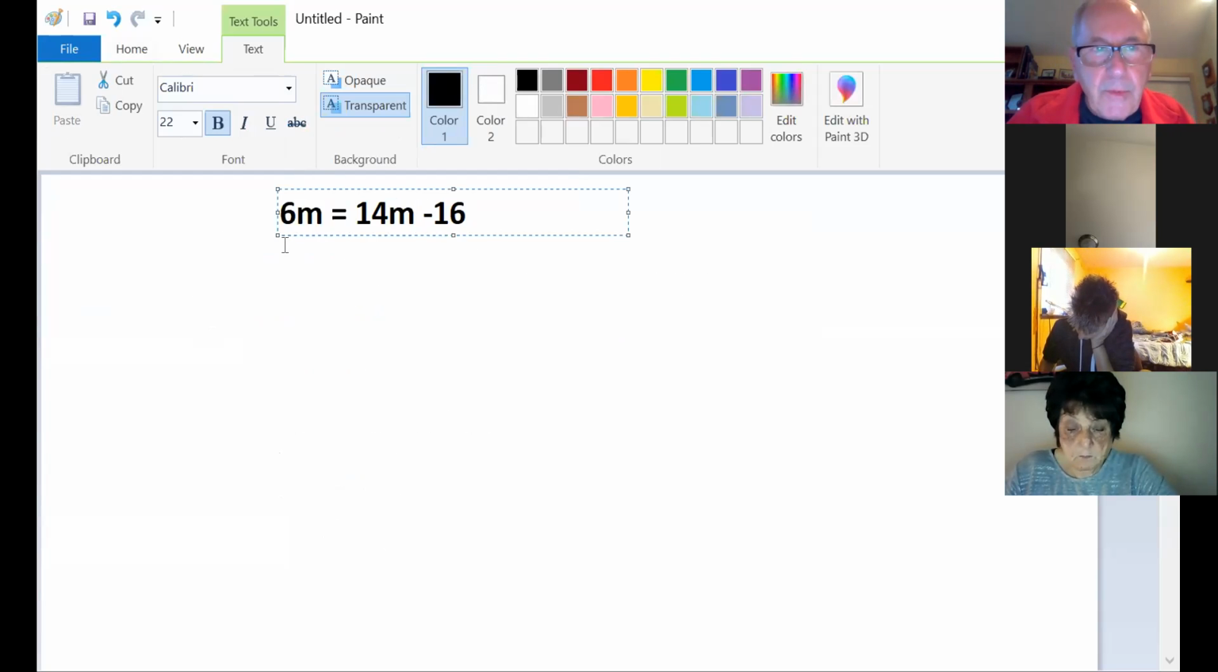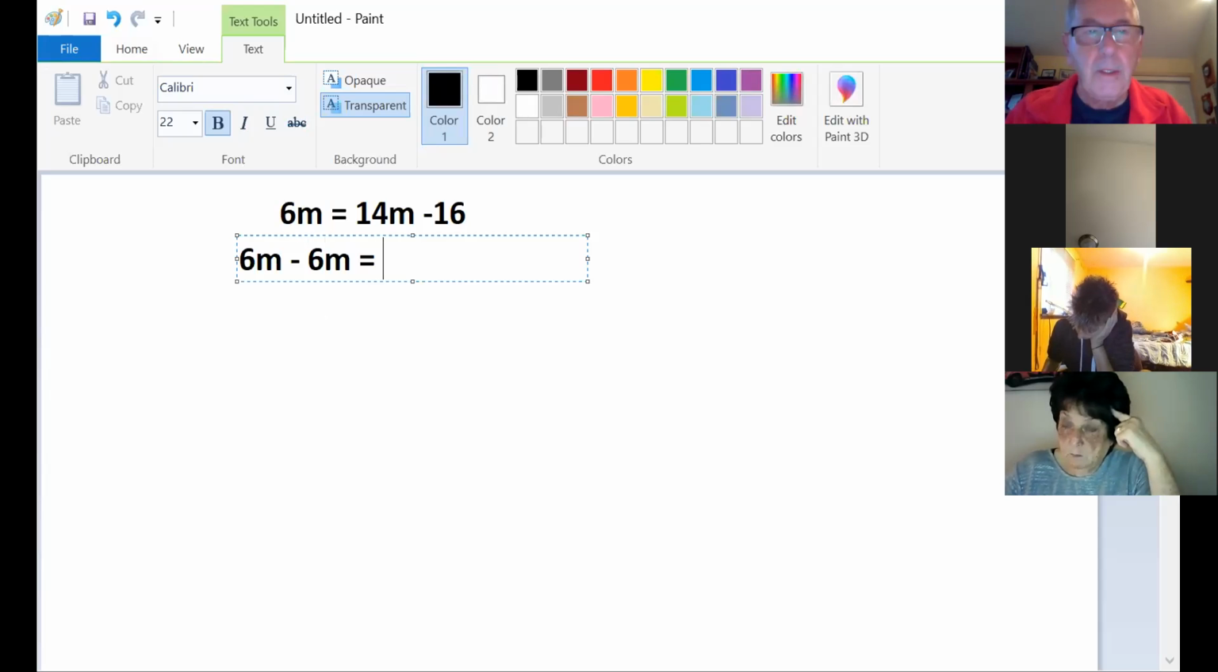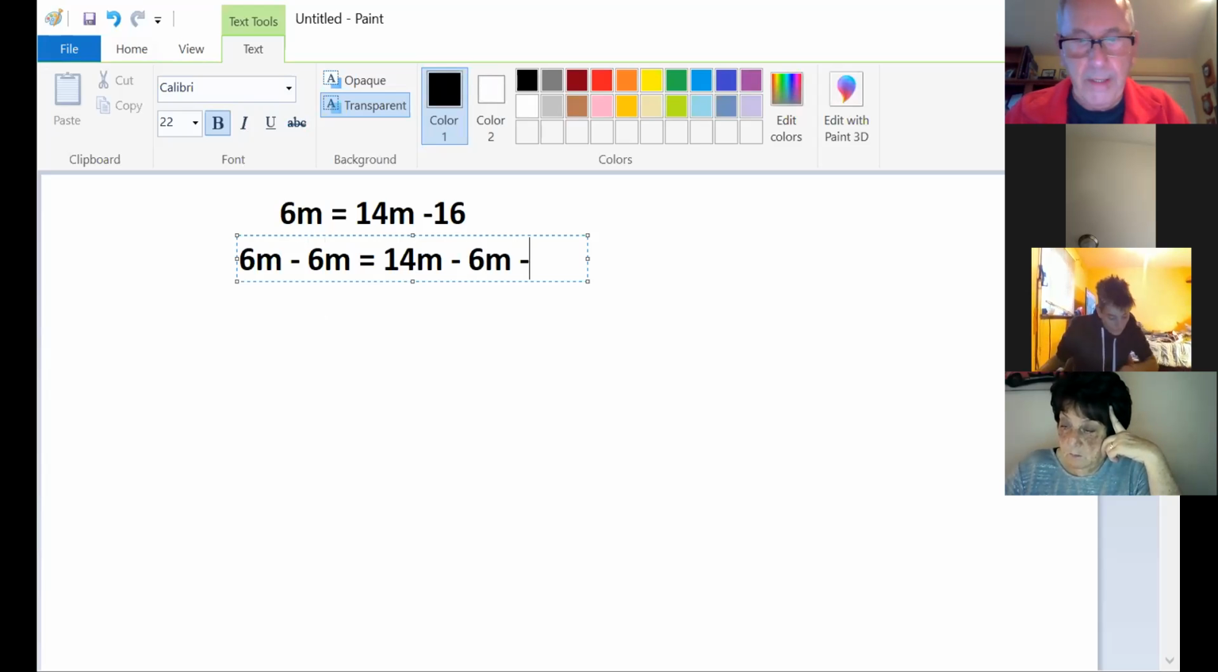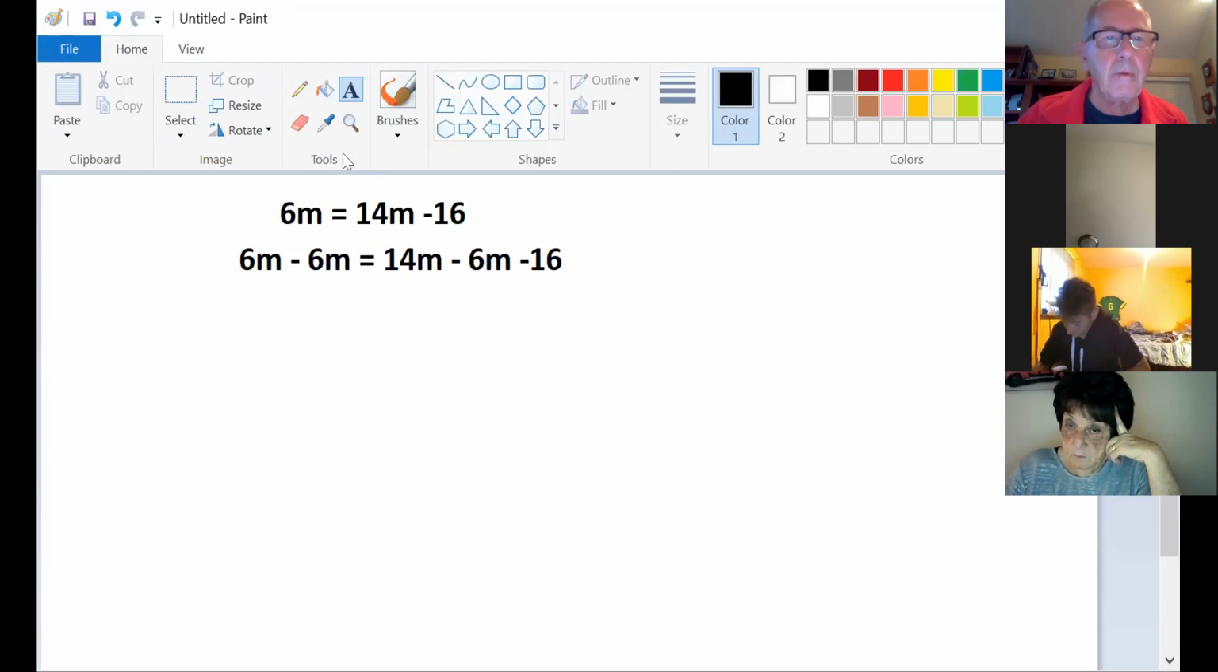So what I would do is subtract 6m from both sides. You can do it either way, but I would say 6m minus 6m is equal to 14m minus 6m minus 16. Okay, so why have I done it that way? So I'm going to end up with a positive number.